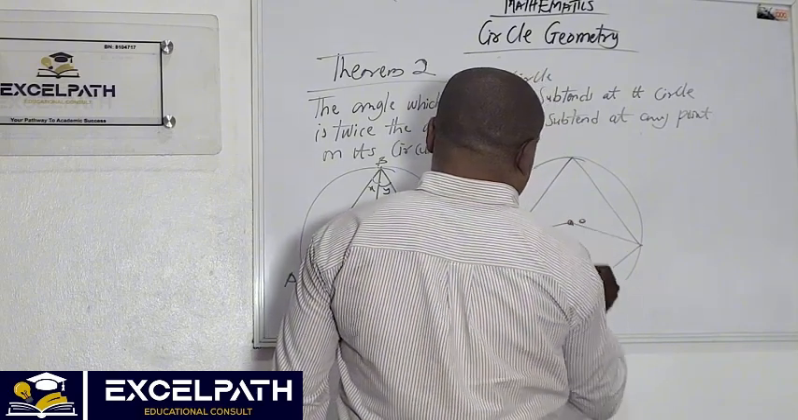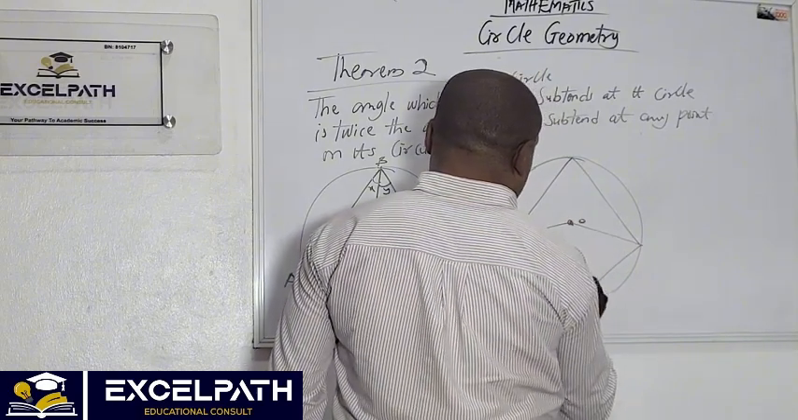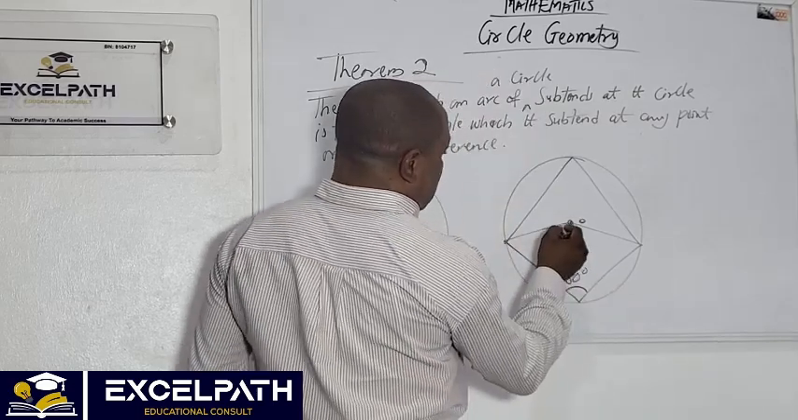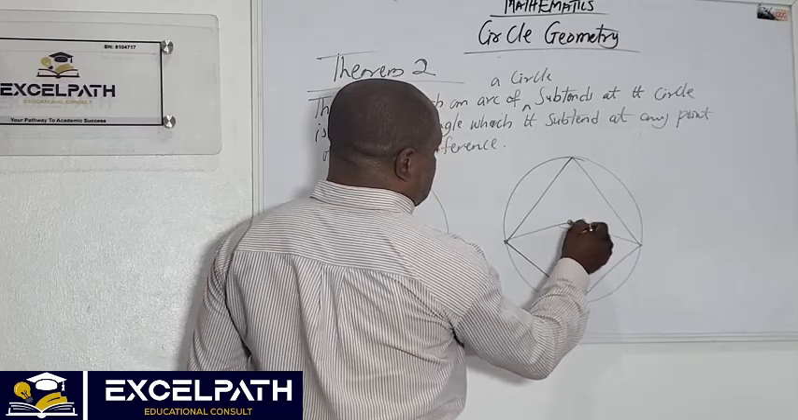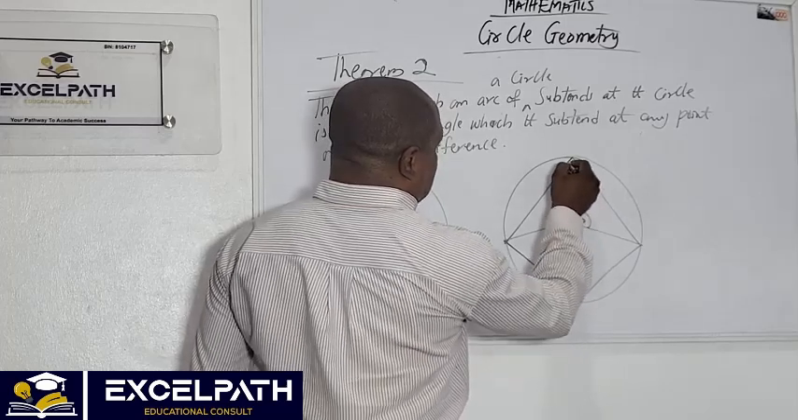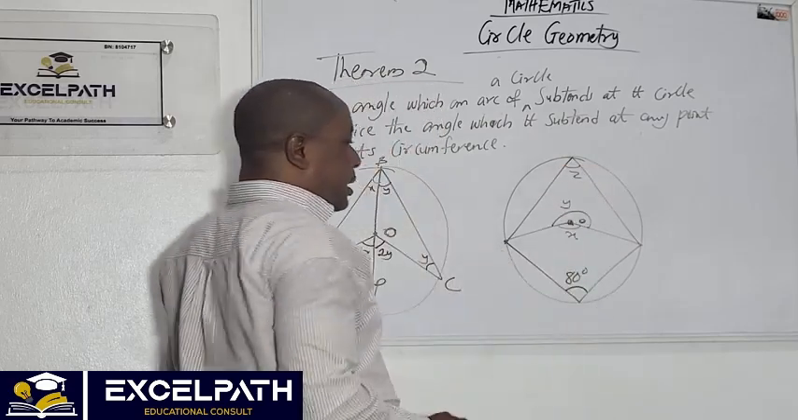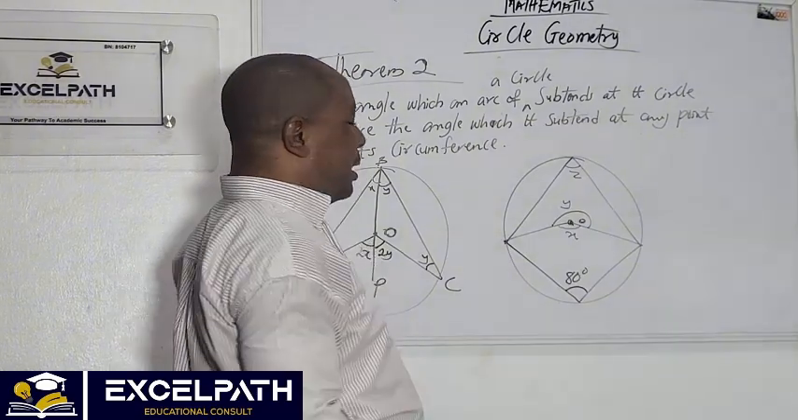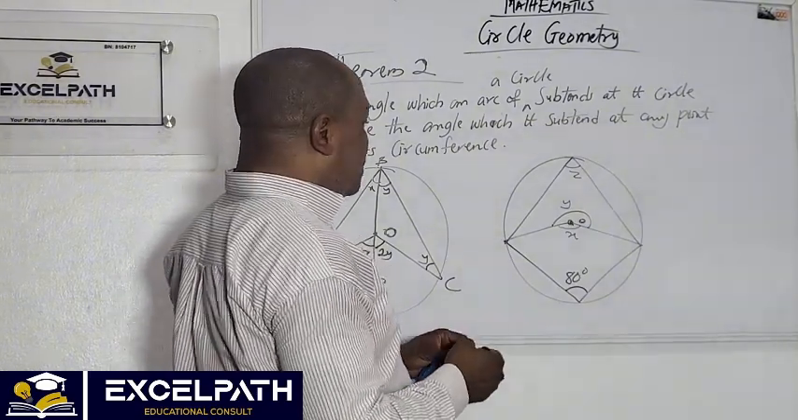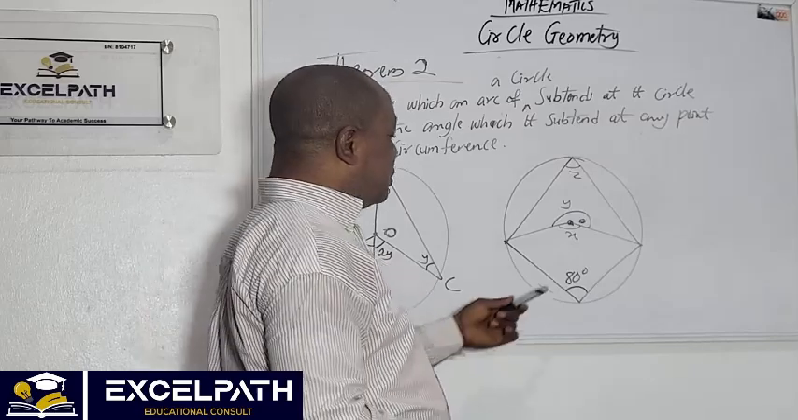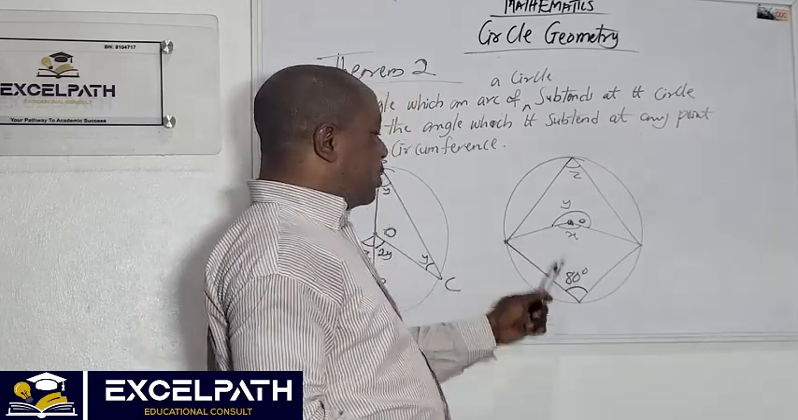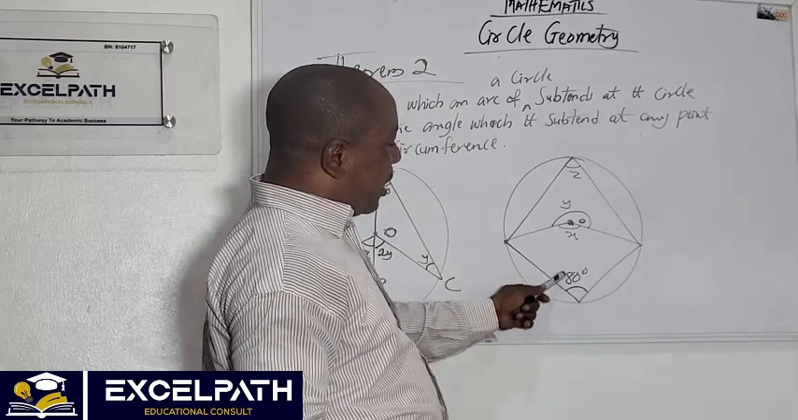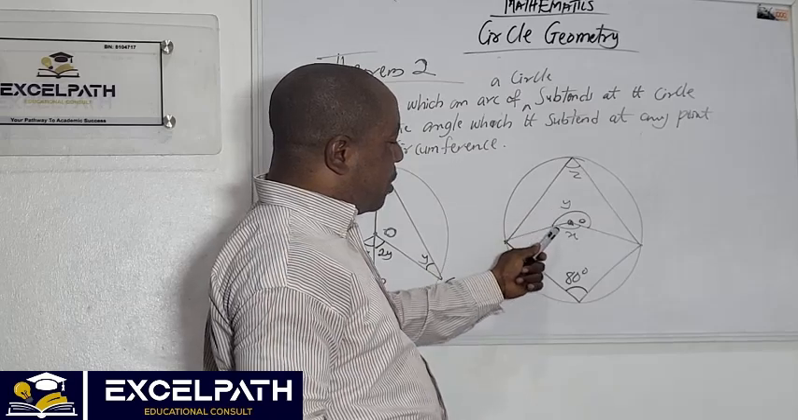That's the center. Now, if we are given that this particular angle is 80 degrees, this angle is x, this angle is y, this angle is z, and we're asked to find x, y, z. Now, let's quickly look at the theorem. It says the angle obtained at the center is twice the angle at the circumference. Now, this 80 degrees is twice either y or x.